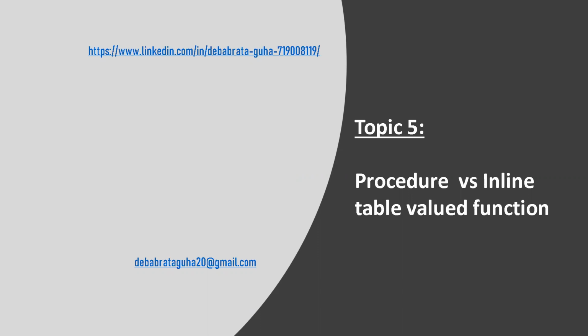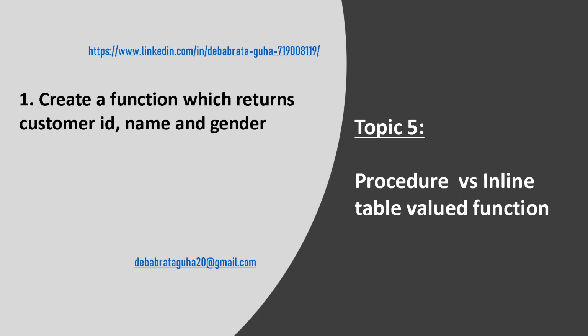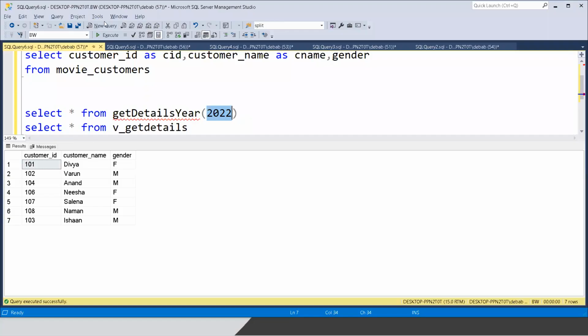But still, more intelligent people might think, okay, we can achieve this by using a procedure. Really? Let me try to create the same thing using a procedure that will return customer ID, name, and gender. Let me take a look if we can do that or not.